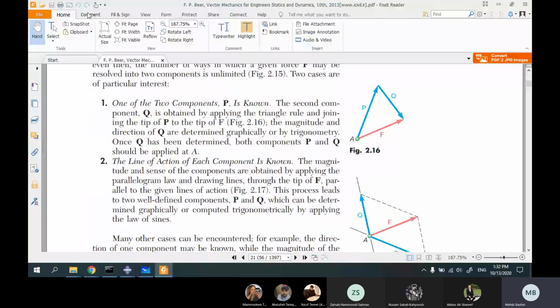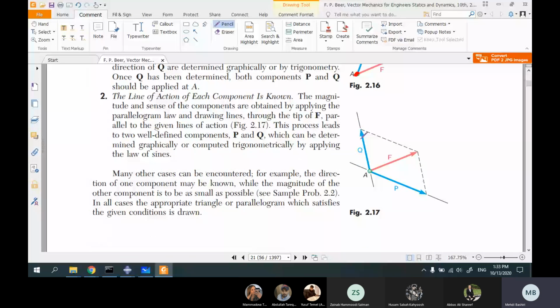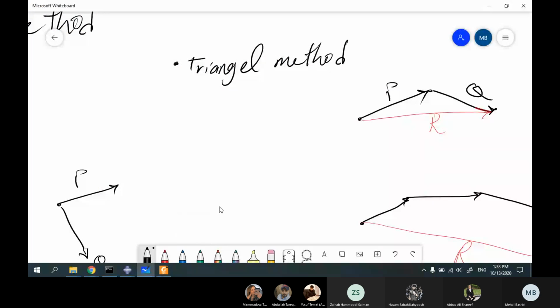As I said, this is our start point A, this is our vector P, and this is the other vector Q. The other one, Q, starts from the end of the first vector P, so we can just connect the first to the end. But in this case, we don't have such a thing. We can't connect the end to the start to the end. So in these cases, we have to move the forces.